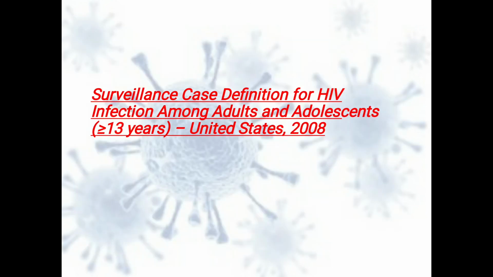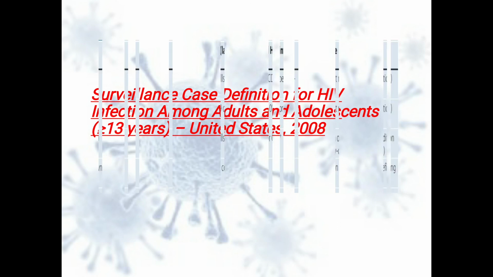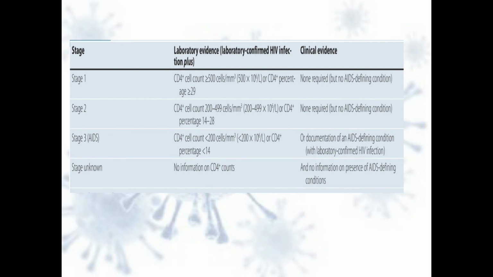Here is the surveillance case definition for HIV infection among adults and adolescents, which we discussed in the previous class, which was 1993. And here are the stages according to the laboratory evidence based on CD4 cell count. So in stage 1, you can see CD4 cell count of greater than or equal to 500 cells per mm cube. In stage 2, CD4 cells within 200 to 499 cells, and in case of stage 3, CD4 cell count is less than 200 cells, and stage unknown. In that stage, there is no information on the CD4 cell count. So based upon this, we are clinically assuring that the patient is having HIV.